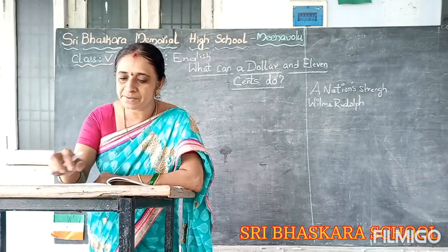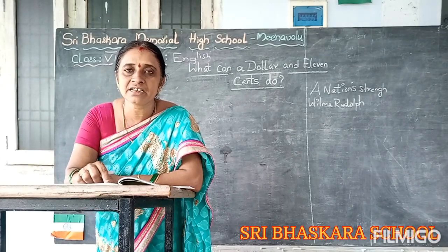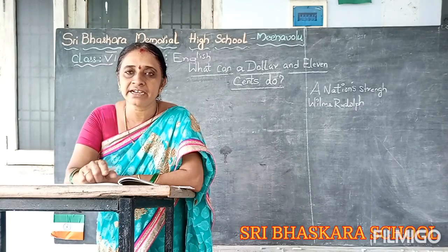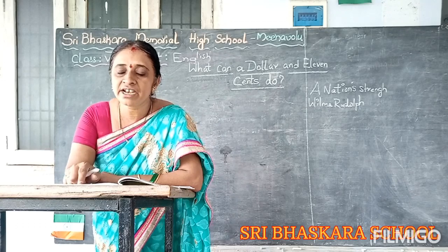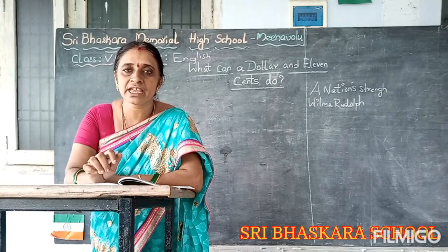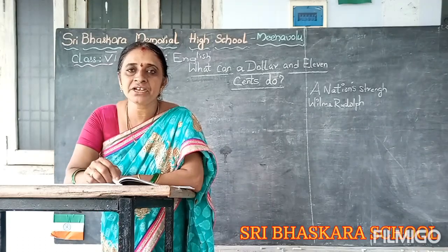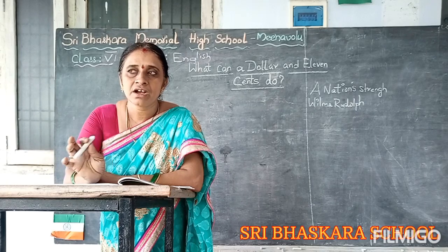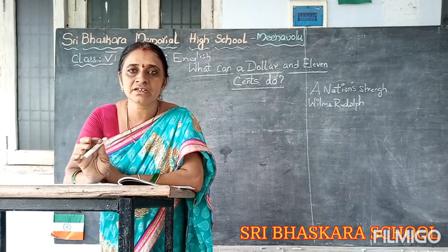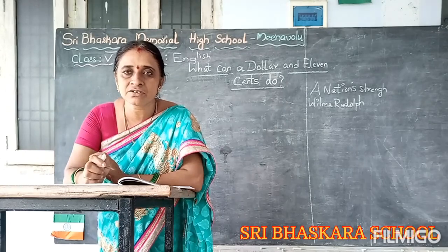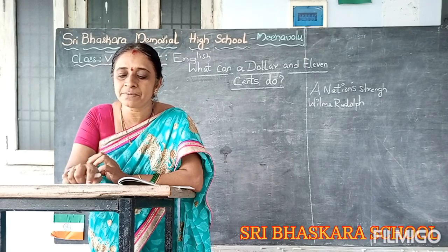Okay, now page number 33. I am reading the lesson. "At the shop there was a well-dressed customer." Well-dressed means neatly dressed. Educated people will dress up neatly, and farmers dress up differently. Dress is separate for different persons, not the same for all.